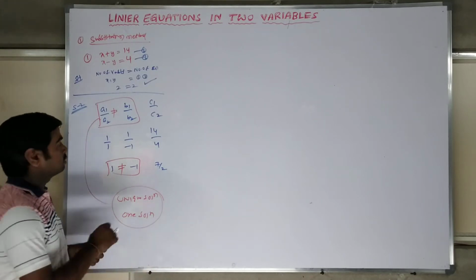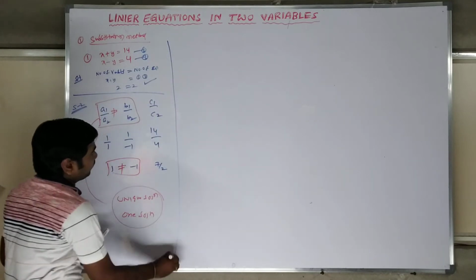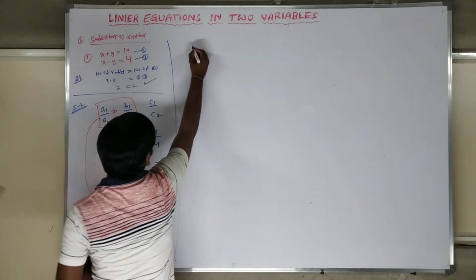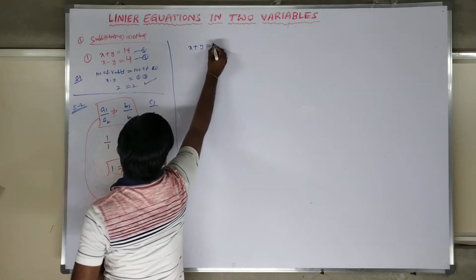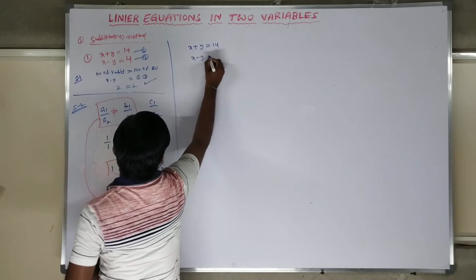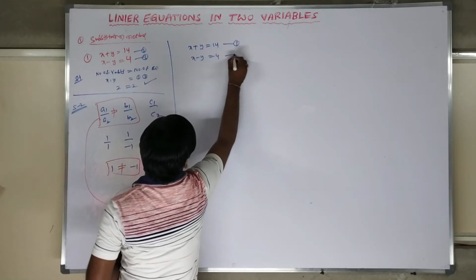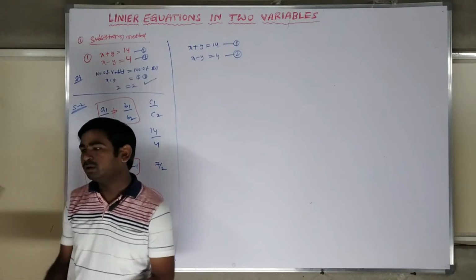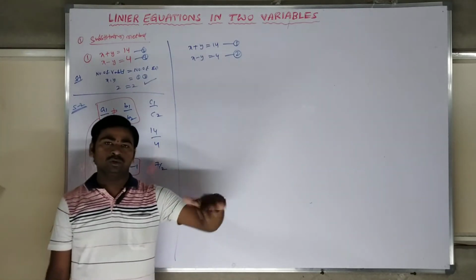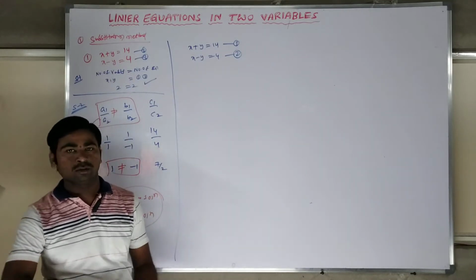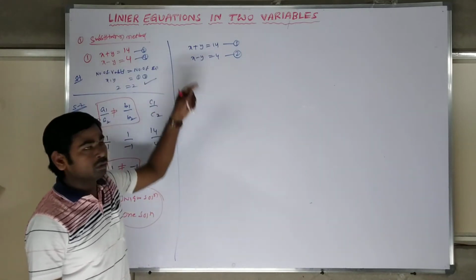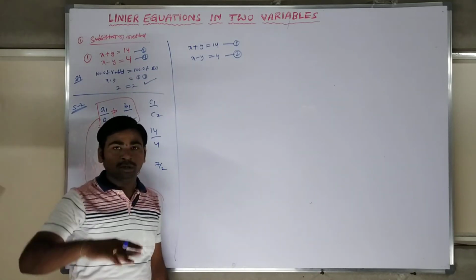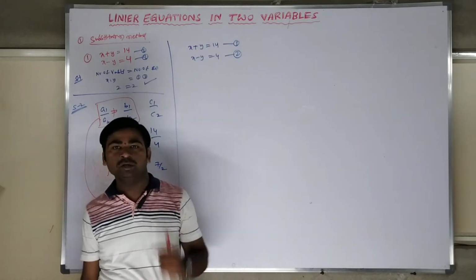You get results. So if it has a solution, I'll go for how to find the solution in the substitution method. First you take the equations: x plus y is equal to 14 and x minus y is equal to 4. Write equation number 1 and equation number 2. Substitution method means the value from one equation is substituted into the other equation, and you can get the answers. You can take either 1 or 2, any one equation. So two equations in two variables are converted into one equation in one variable.